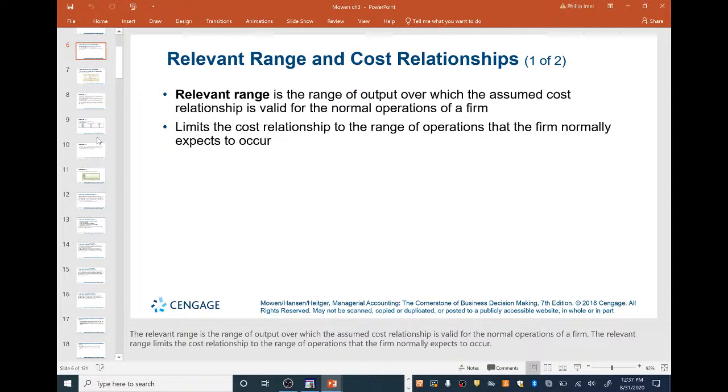So what is the relevant range? We know for a company, a relevant range of output, say for a car manufacturer, maybe they produce between 1,000 and 1,200 units per month.